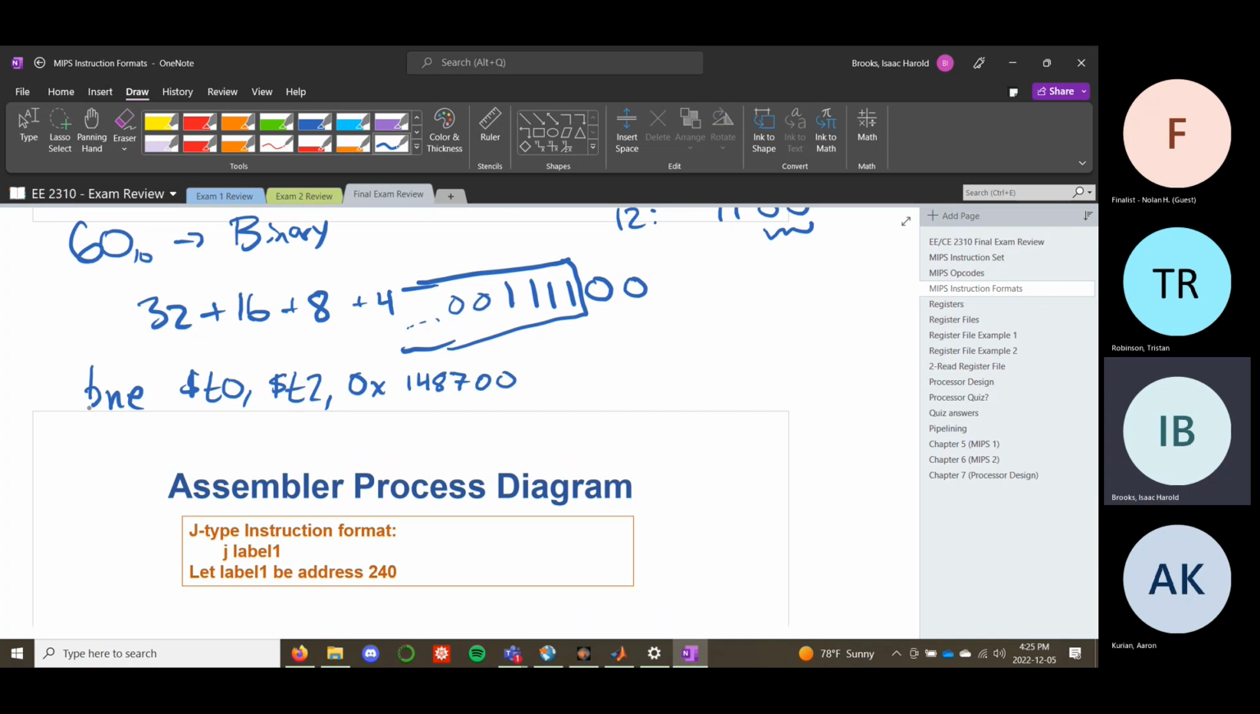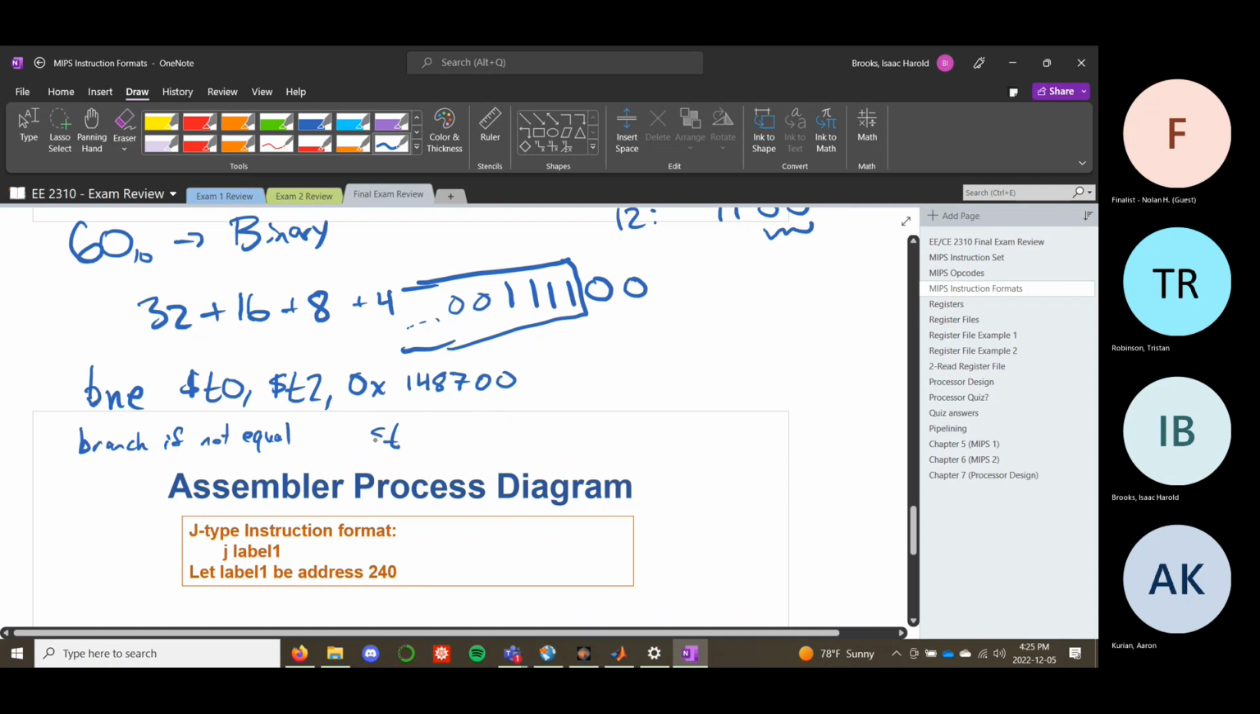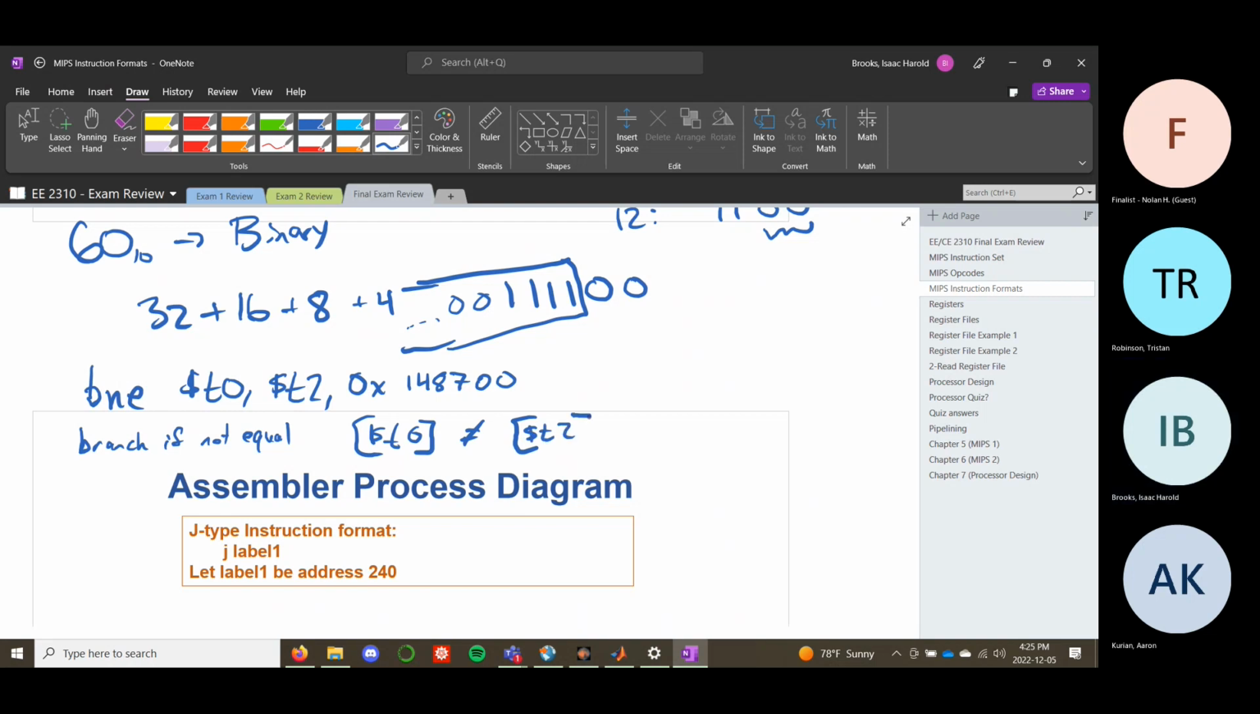Okay, so BNE stands for branch if not equal. So this is saying that we're going to jump to this address if the contents of T0 are not equal to the contents of T2. Okay, BEQ is branch if equal, right?